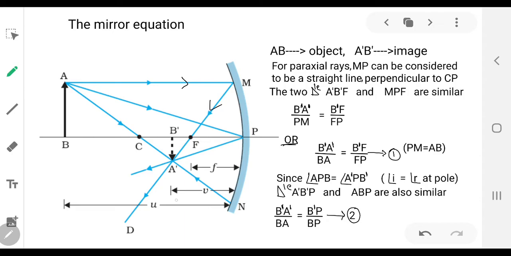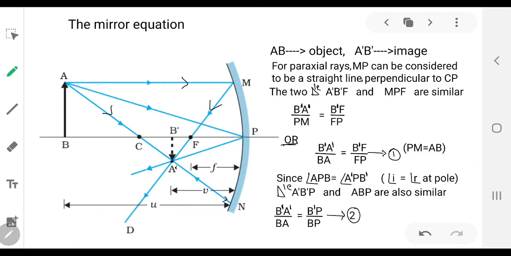The second ray that we can take is the ray passing through the center of curvature. The ray passing through the center of curvature hits the mirror and retraces its path. Now these two reflected rays MD and NC are meeting at some point. That point is the image point corresponding to the point A, so we can call it A dash.